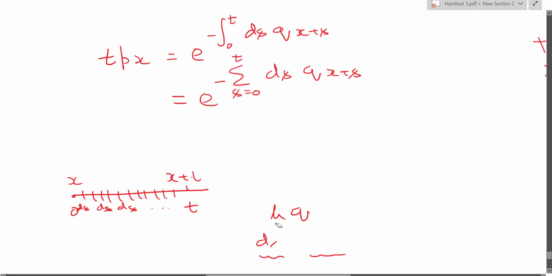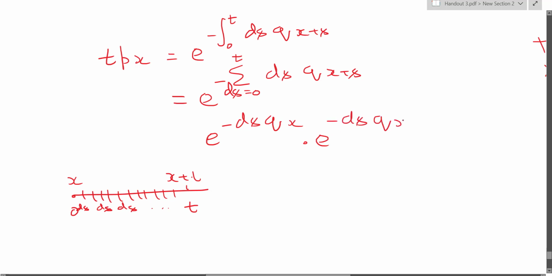So now look what I do here. This is actually very interesting. This can be written as e to the power of minus ds q x plus ds. Let's just say you're dividing it over very small periods of time. Let's say ds is going from 0 to t. So the first one will be e to the power of minus ds q x, then you have e to the power of minus ds q x plus ds.